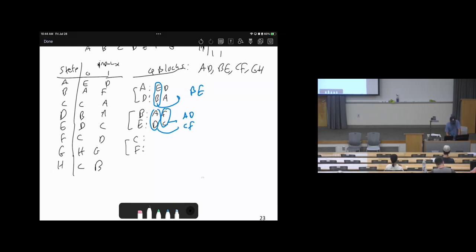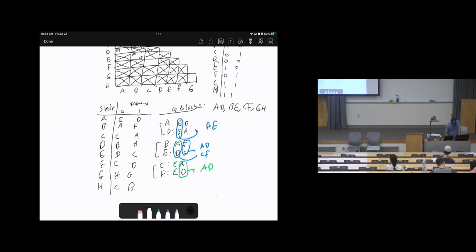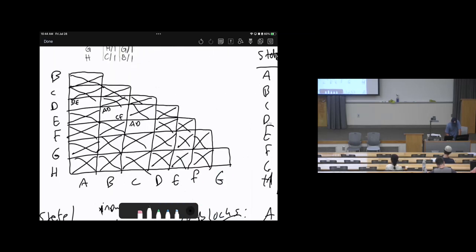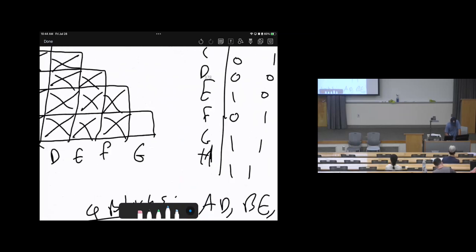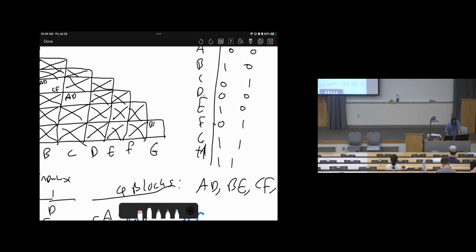Then the next block, which is C F. C between C A, F between C D. So we realize C and C fine, but what causes the problem is A and D. Then this is implication pair A D. Then I'm going to write A D into this block. Then the last one, G H. G between H G and H between C B. So we realize that both are implication pairs. So we have G B and we have C H. So we can go there and write G B, C H. Or actually in alphabetical order, B G, C H.